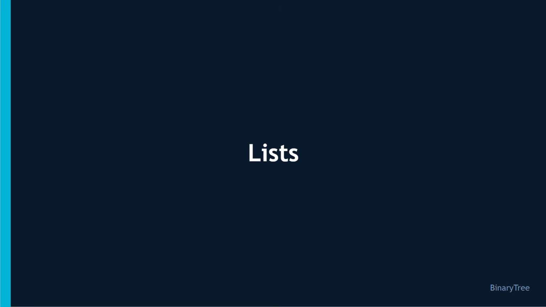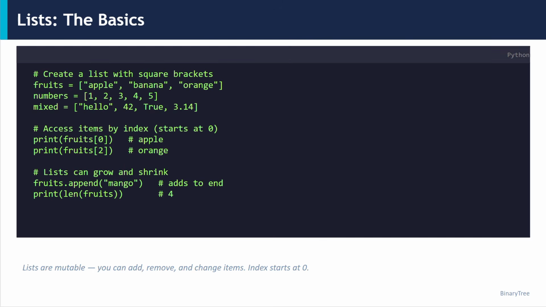Let's start with the most common one you'll use: lists. A list is an ordered collection you create with square brackets. In this case, a list of fruits. You can access items by their index. A crucial thing to remember is that indexing starts at 0. So fruits index 0 is the first item, apple.